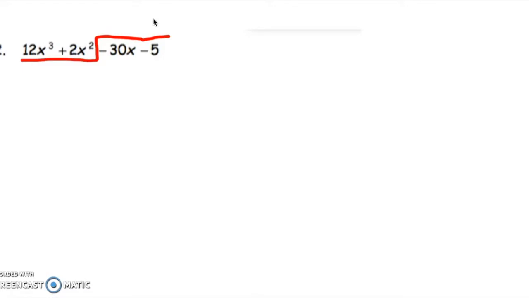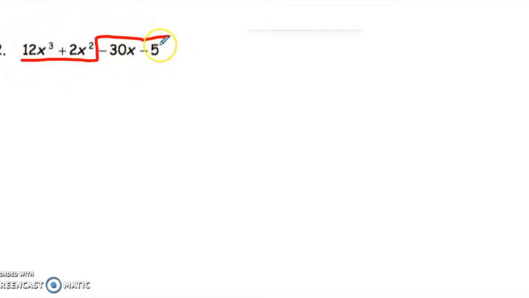Today I'm going to go over I think numbers 2 and 4 from the homework, just because this one was a little bit tricky. A little extra added detail that we're going to talk about tomorrow in class. So there are 4 terms. We factor out any GCF.